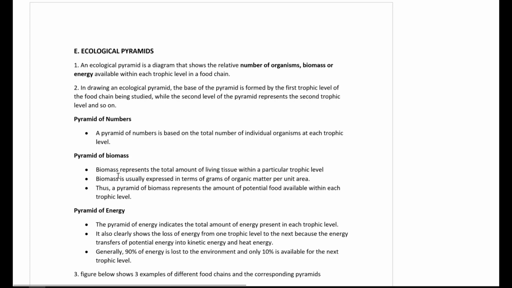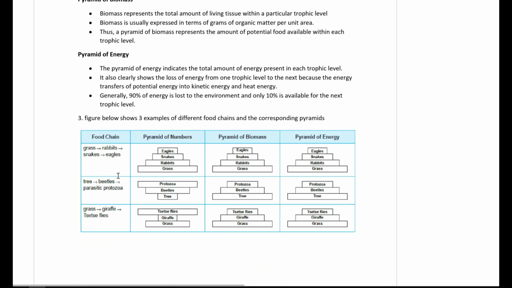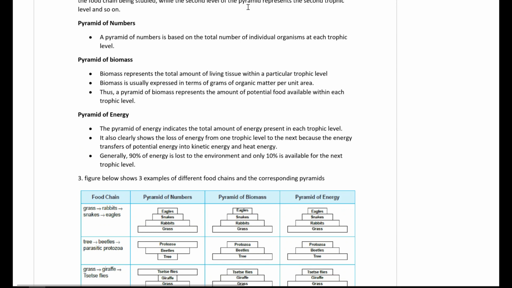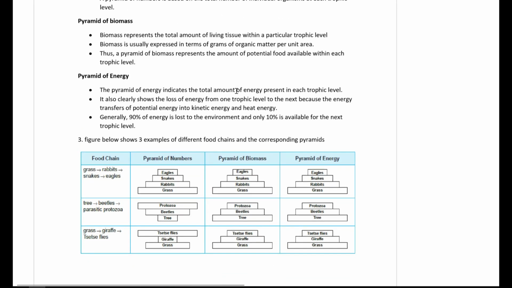Okay, so moving on to ecological pyramids, we have got three different pyramids. Pyramid of numbers is literally the number of individual organisms in a specific ecosystem. So we don't go and count the numbers in two separate continents. Okay, it has to be within the same ecosystem.